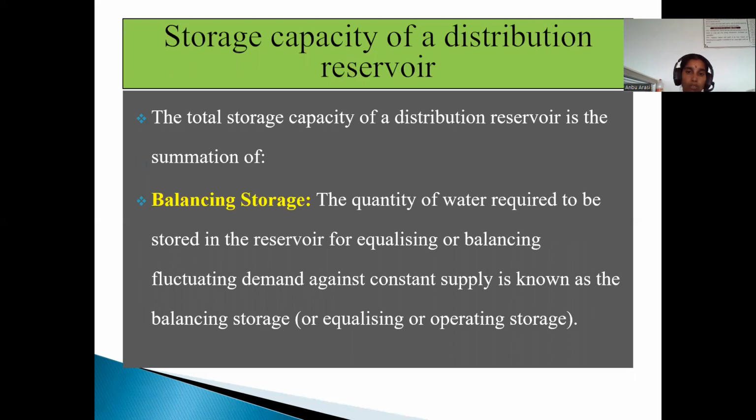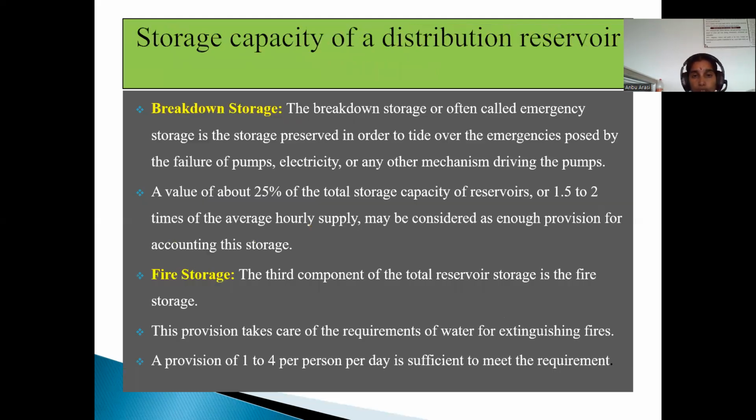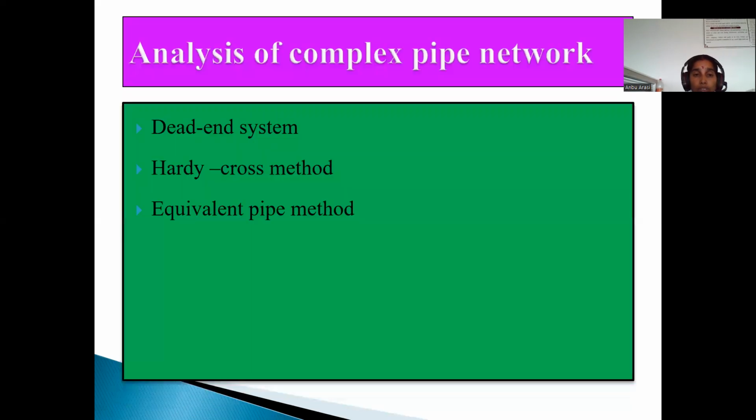Total storage capacity of a distribution reservoir is the summation of balancing storage, breakdown storage, and fire storage. The quantity of water required to be stored in the reservoir for balancing fluctuating demand against constant supply is known as the balancing storage.